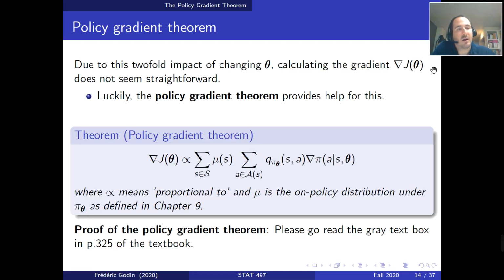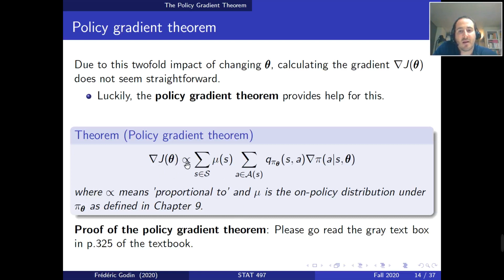Here, I won't provide the proof in the slides, but please refer to the gray text box on page 325 of the textbook for explanations about this. Please go there to read the proof. But I'll provide the result here.